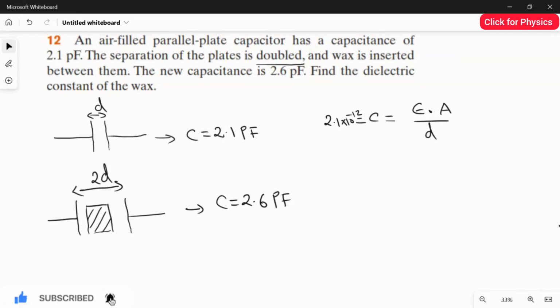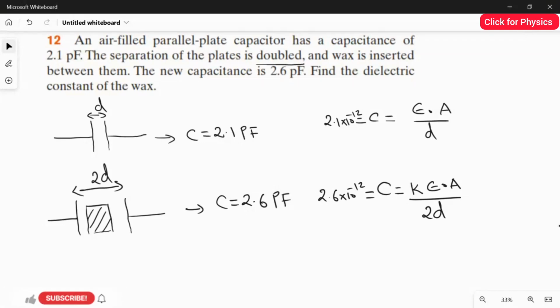And likewise, I have to apply the same rule for the second part. When you apply the same rule for the second part, what should be your equation? Capacitance C equals, since we inserted the wax material, we have to introduce a dielectric constant K. Here K is nothing but the wax value. Multiply with epsilon naught A, but what is the distance? The distance is double. And once you place the wax material, your capacitance value is 2.6 picofarad, so 2.6 multiplied by 10 power minus 12. This is our first equation, this is our second equation. Now we are going to find the answer for K.